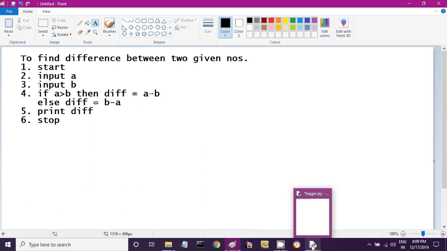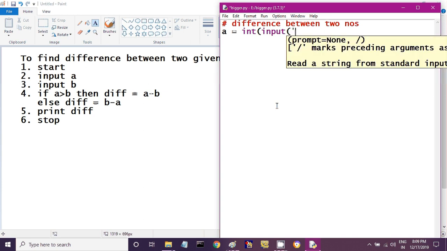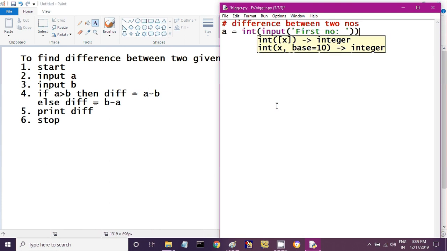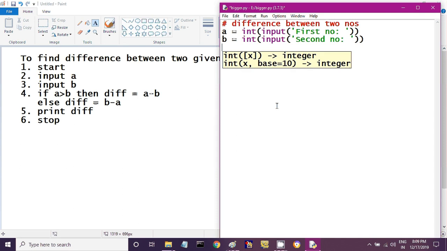So this is the correct way of writing the algorithm. Now let me convert this algorithm into a Python program. Difference between two numbers. First we have to take these two numbers. A is equal to, let me assume these two numbers are integers, so int of input first number, B is equal to int of input second number. So these two numbers you are accepting from the keyboard.